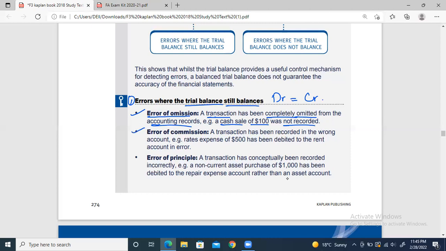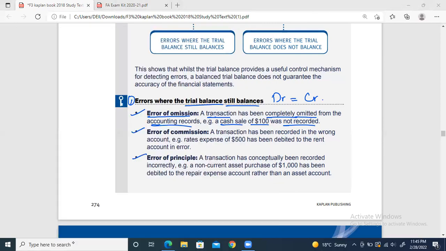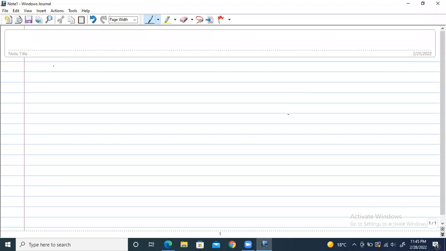Secondly, the second and third errors I'm going to explain in a very easy to understand manner, because these two errors are very related to each other. First of all we have error of commission, and secondly we have error of principle. So these both are very simple. Let me explain what these actually mean.